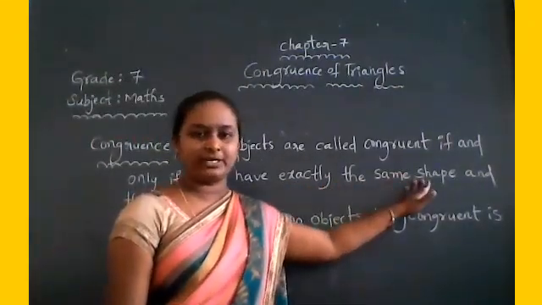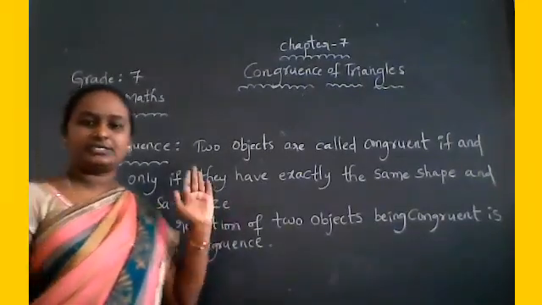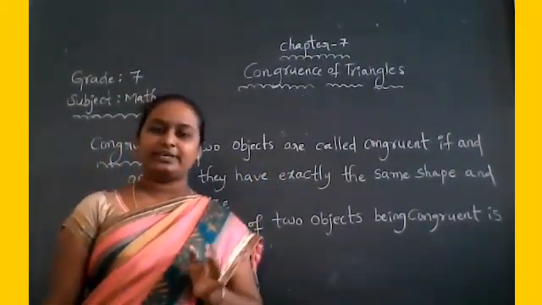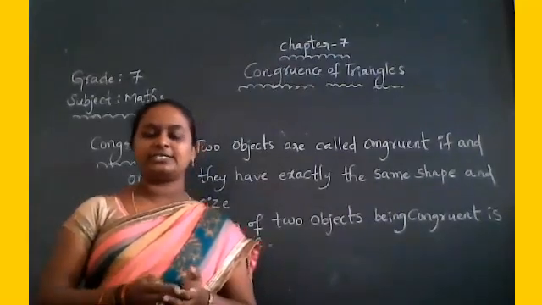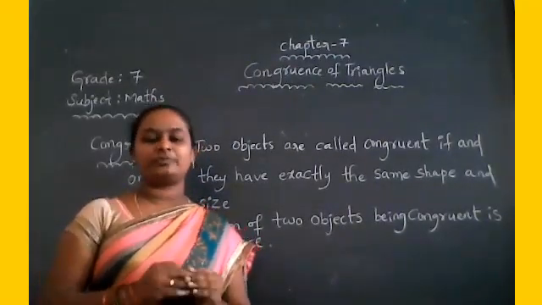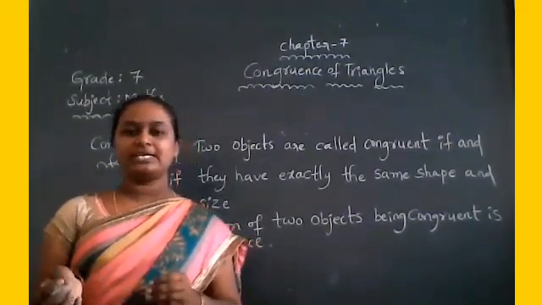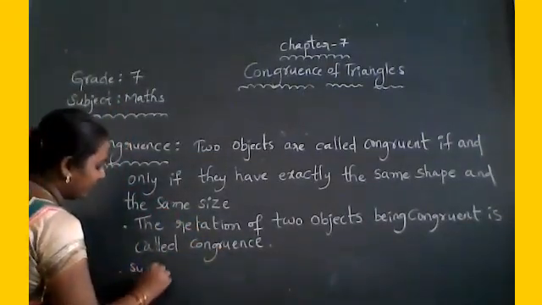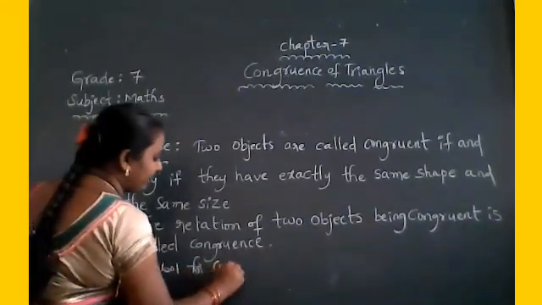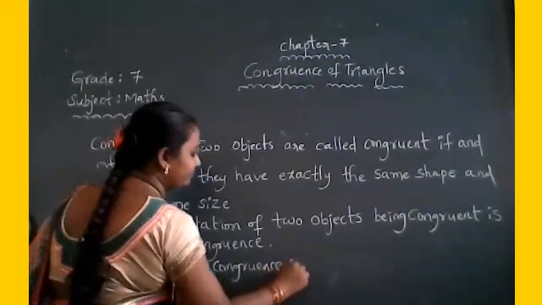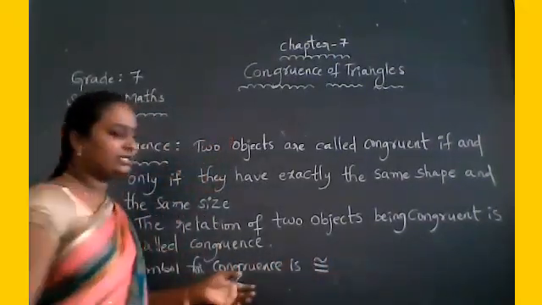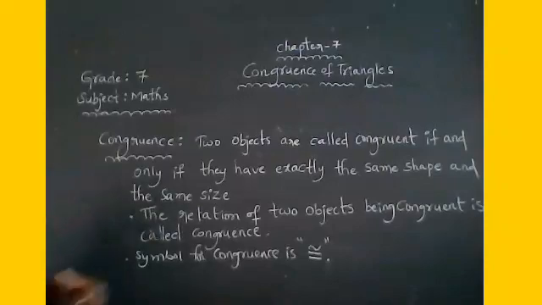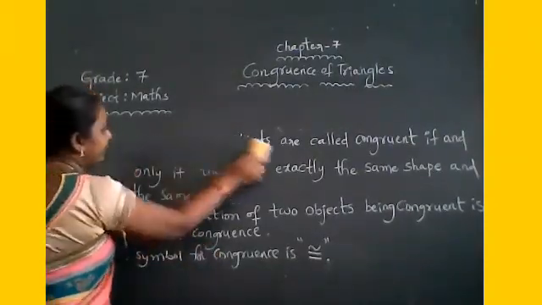exactly the same shape and the same size. Same shape and same size. Then only you can say the two objects are in congruence. If they have the same shape but the sizes are different, we can say that the objects are similar objects. That is the difference between similarity and congruence. And the symbol for congruence is this. Okay, children, you have to write all this neatly in your classwork.